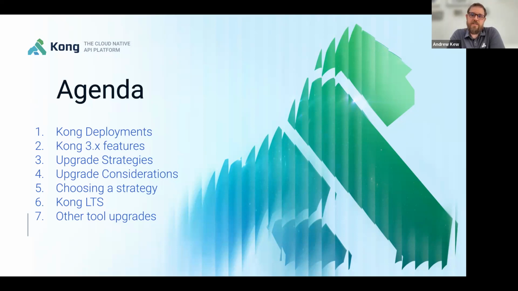I'll talk about some upgrade strategies, so how you can upgrade, some of the considerations, things to think about when you're doing an upgrade, how you choose a strategy, which strategy should I choose based on what I've just explained, a little bit about Kong LTS, and then lastly, just finishing off with upgrading of additional tools as well, because Kong is your API gateway, but you do have a number of other tools as well that you'll need to take into account and upgrade when you are doing that upgrade strategy.